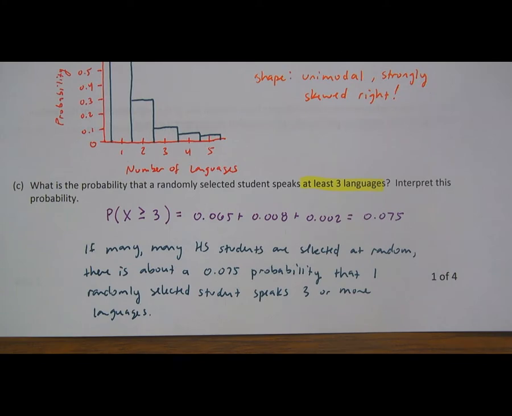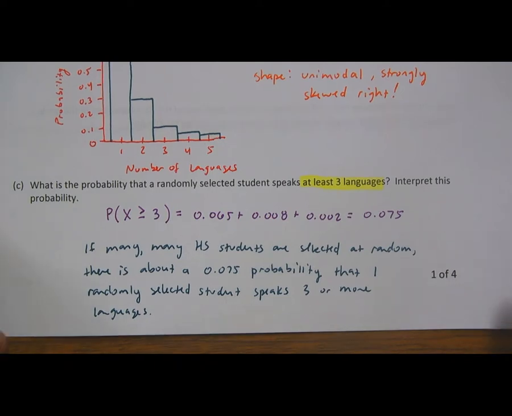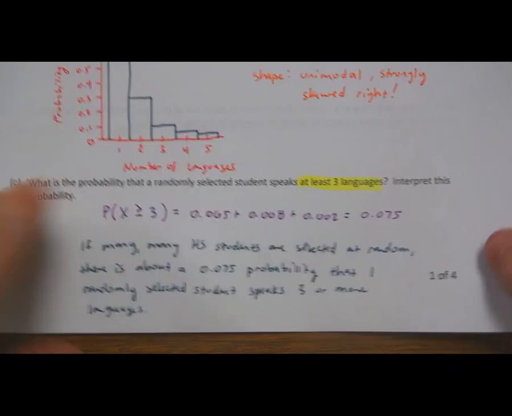This means over a whole bunch, a large number. It's that law of large numbers. It doesn't necessarily mean in this tiny little class of 9 people that if I select a person at random there's a 0.075 chance that people in this small group speak 3 or more languages. It's over a giant number. Okay?